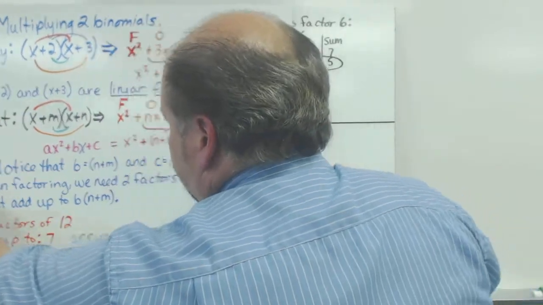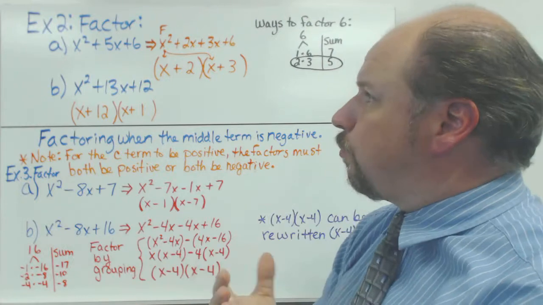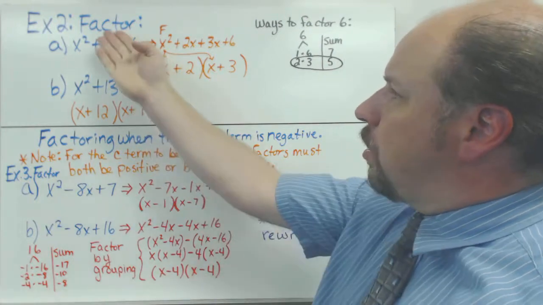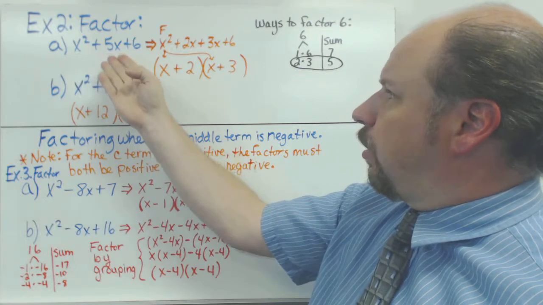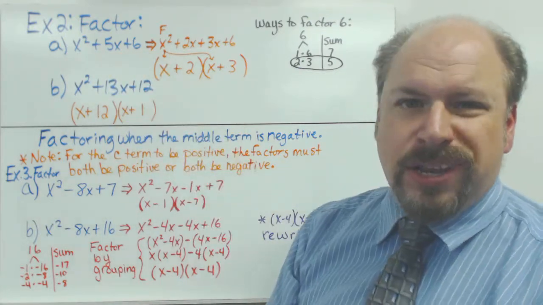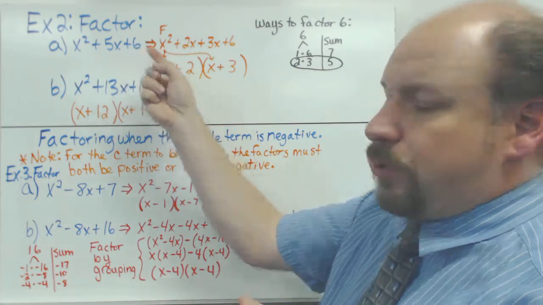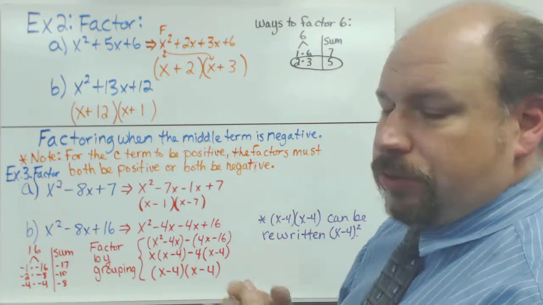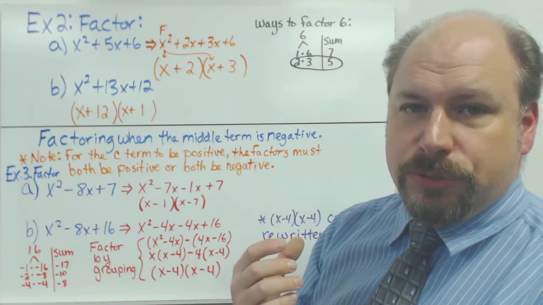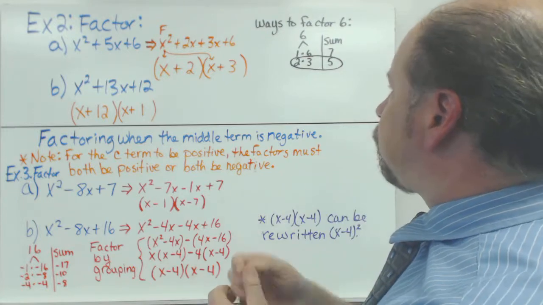Okay, moving on. We're going to start out with some more basic examples here. We want to factor this expression, x squared plus 5x plus 6. We've maybe already seen this one. We want two factors of 6 that add up to 5. Well, two factors of 6 that add up to 5 would be 2 and 3. 2 times 3 is 6, and 2 plus 3 is 5.